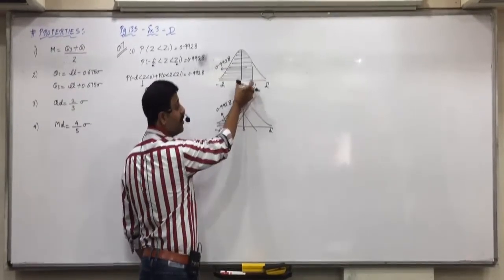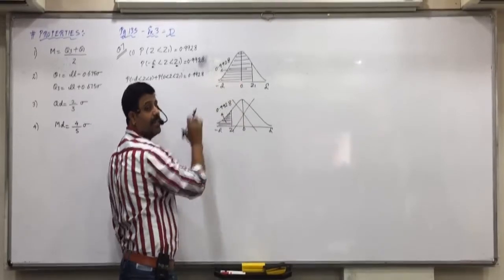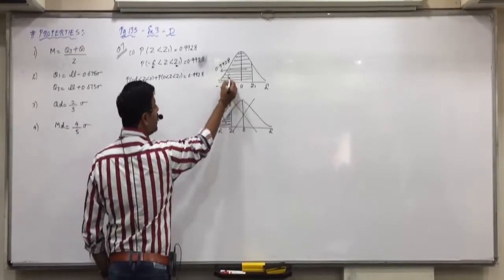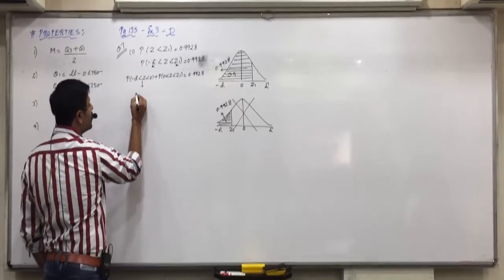This is not 0.5, this is 0.5. 0 to z1 is not 0.5. Minus infinity to 0, left side area is 0.5. Okay, this area is 0.5. How will we write that?